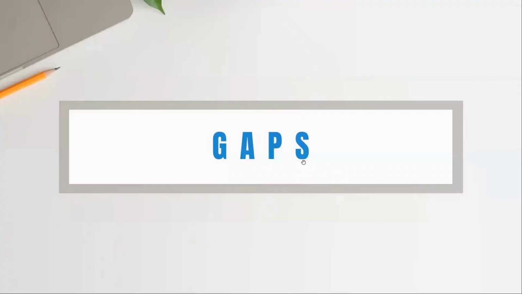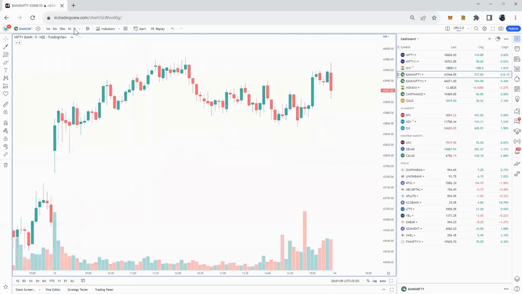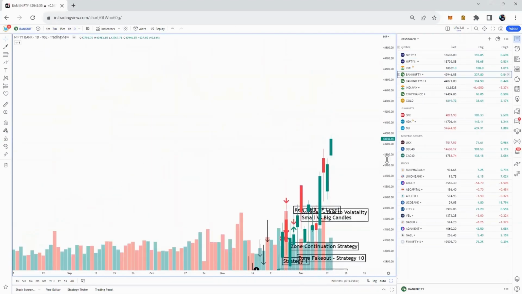The first concept is gap. Gap is nothing but the gap up or gap down that happens in the market, let it be an index or let it be stocks. Most of the time it happens. For example, if you take any stock, or let's take Bank Nifty, go to the daily time frame.